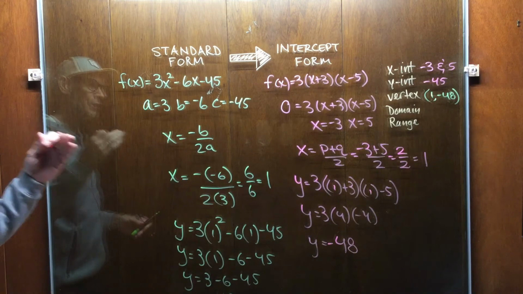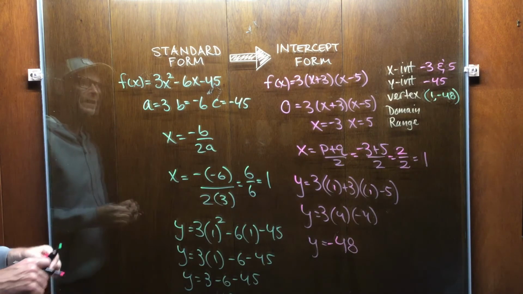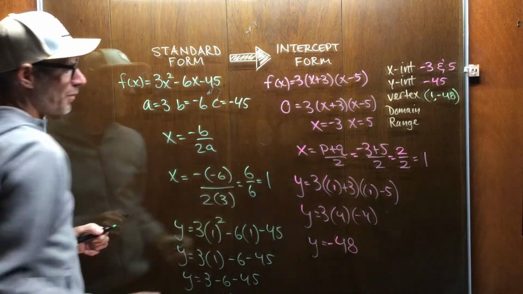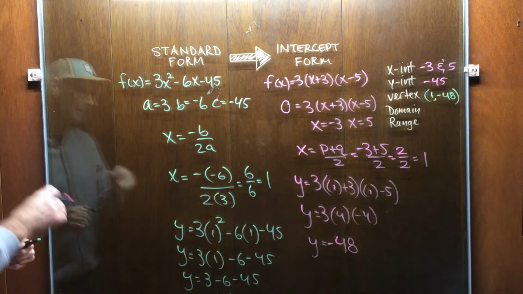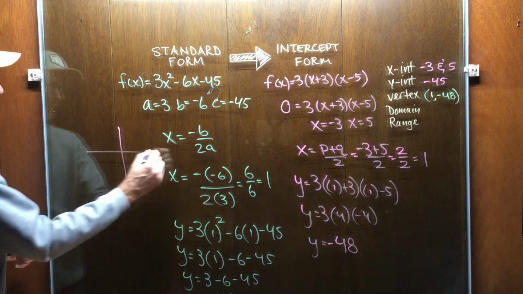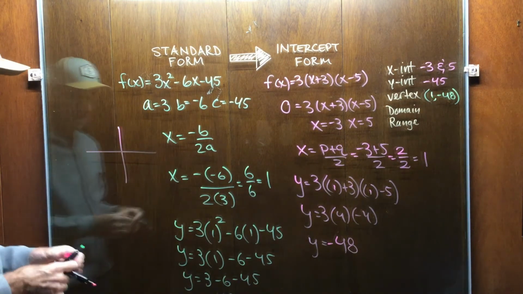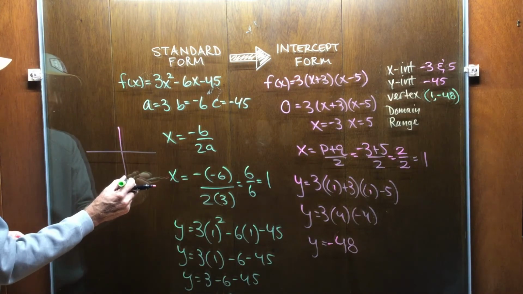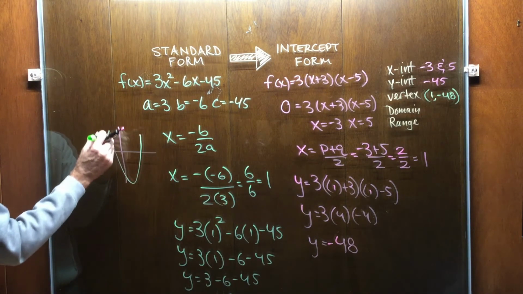All right, now for the domain and the range. Since my a value is positive, I know my parabola is going to open up. So I'm just going to make a crazy little sketch of this thing. I have a parabola that opens up and its vertex is at 1, negative 48. So it's going to look something like this.